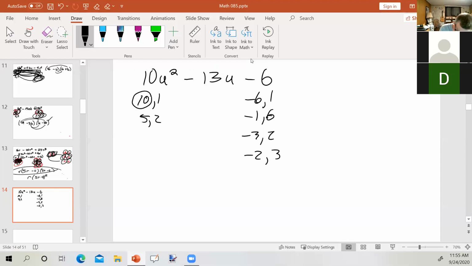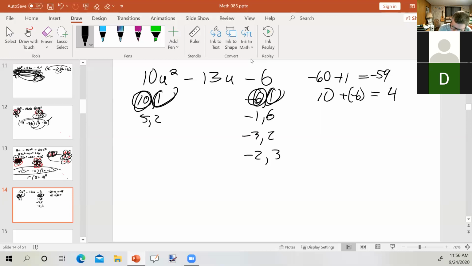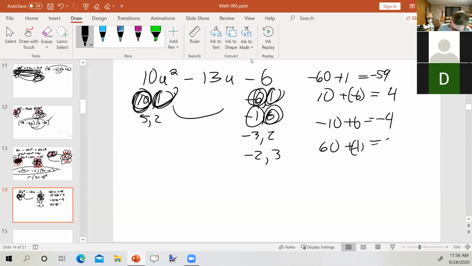So here we go. 10 times negative 6 is negative 60. 1 times 1 is 1. Negative 60 plus 1 is negative 59. That didn't work. 10 times 1 is 10, 1 times negative 6 is negative 6, 10 plus negative 6 is 4. That didn't work. 10 times negative 1 is negative 10, 1 times 6 is 6, that's going to give us negative 4. That didn't work. 10 times 6 is 60, 1 times negative 1 is negative 1, plus a negative 1, that's 59. Notice I'm getting the same products, just different signs. That didn't work.